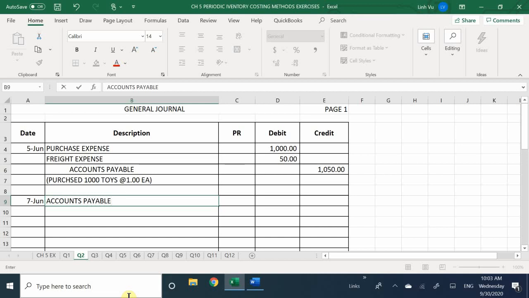And in this case, because we're focusing on our periodic inventory, we need to recognize that we returned 200 toys because they were broken. So I'm going to create a contra account called Purchase Returns and Allowances.